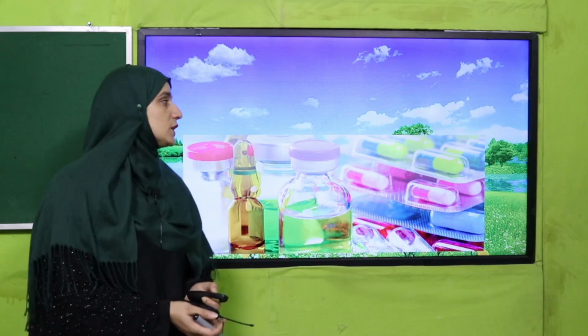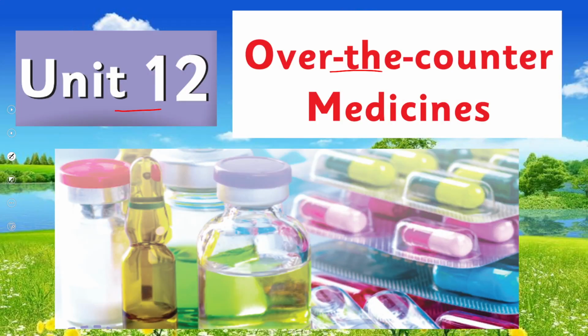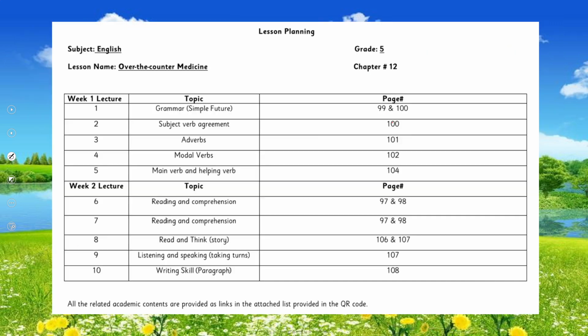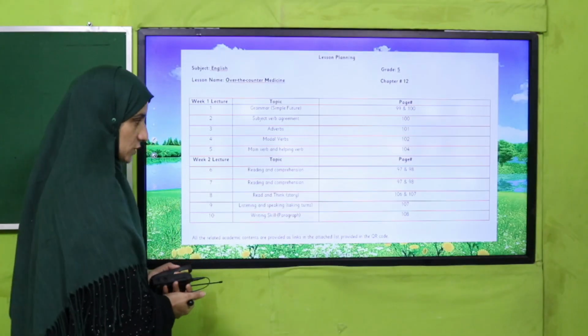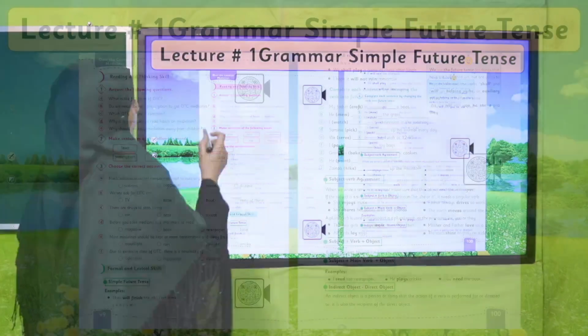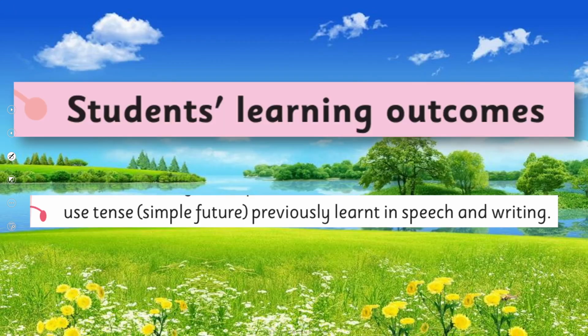My dear students, we are going to start our new chapter, unit number 12, and its title is Over-the-Counter Medicines. Yes, my dear fellow teachers, I have divided this unit according to these lectures, and I'm going to tell how we will deliver all these lectures one by one. In lecture number 1, under the title of Grammar, we will learn about simple future tense, and its SLO will be use tense, simple future, previously learned in speech and writing.